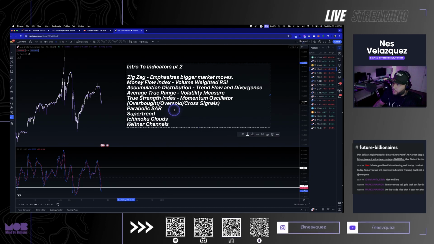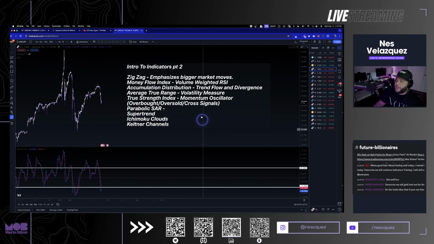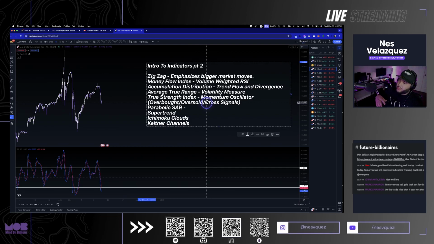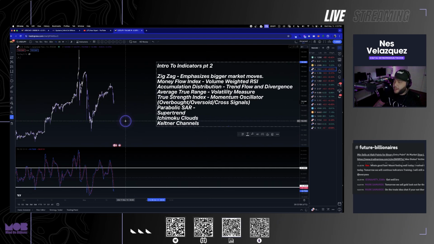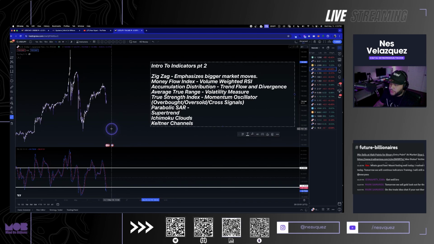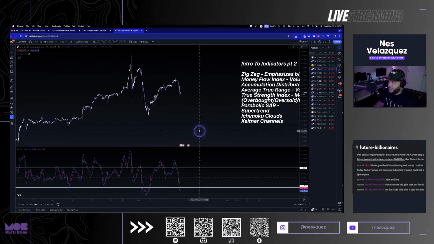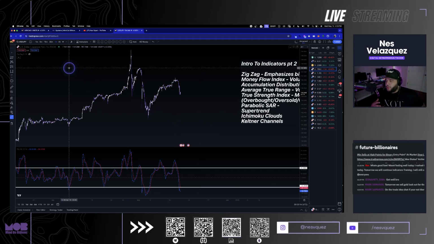All right, next up we got parabolic SAR. I'm gonna skip on the formulas because that could take up some time. But for the most part, the parabolic SAR, stop and reverse indicator, is a great indicator to use. I look at it as kind of like a dotted trend line, where it's gonna show the momentum of where the market is going.